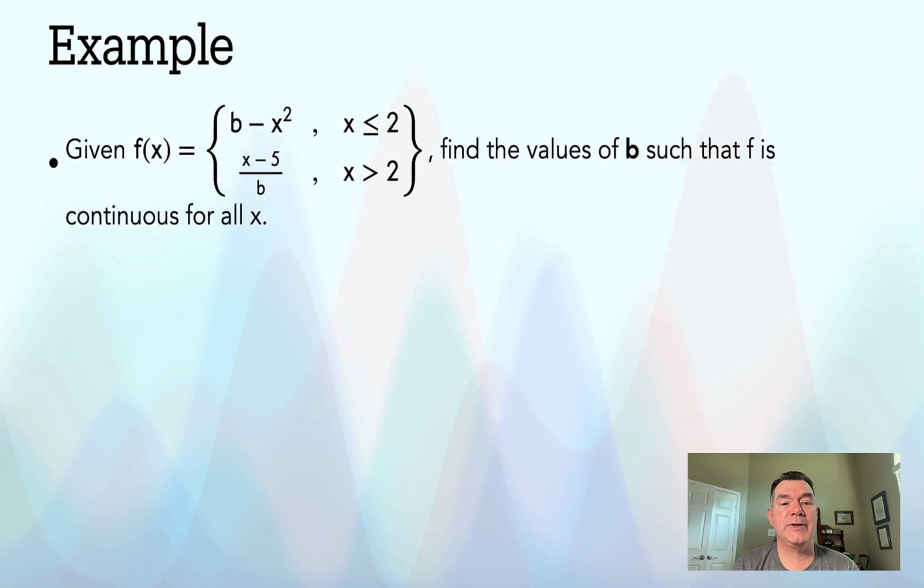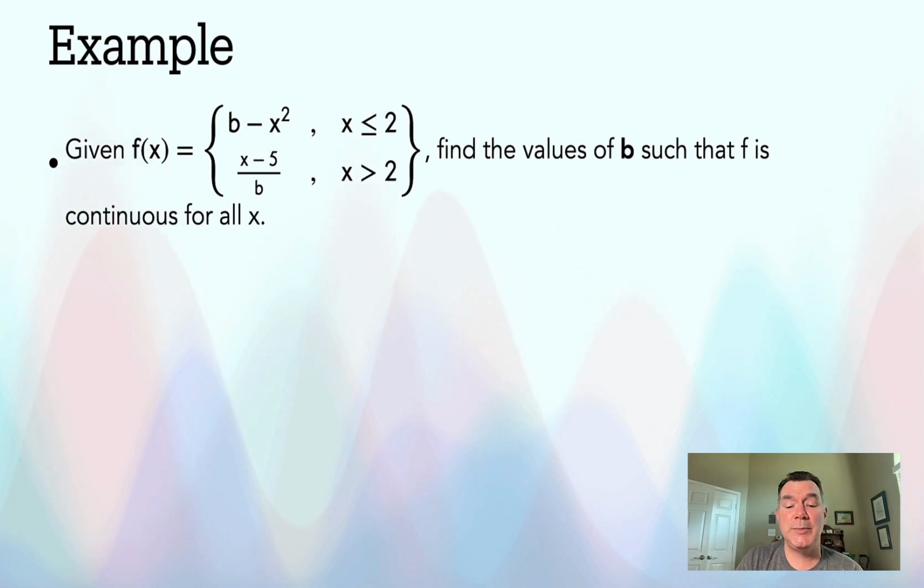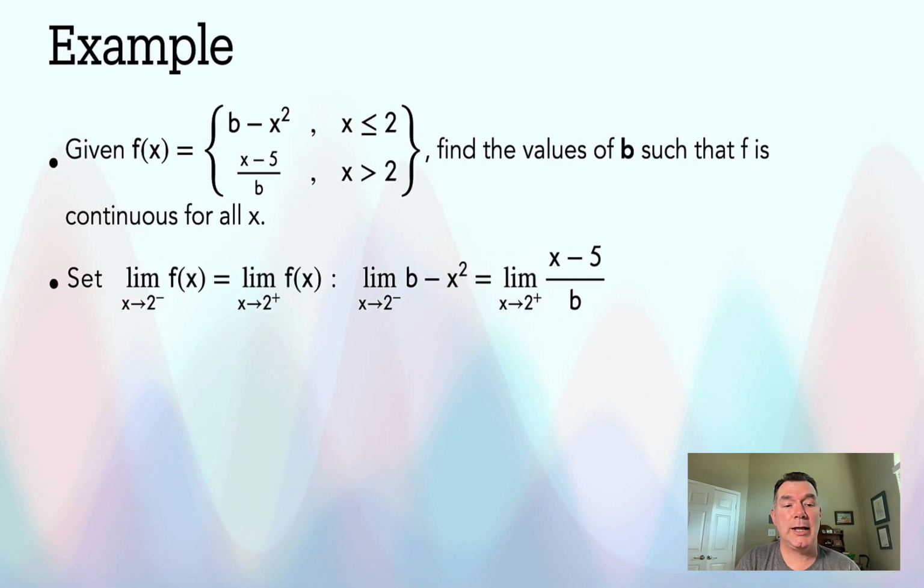Okay, let's look at a different example. Now I've got b as my parameter. There's a piecewise function again with two pieces. One of them exists for x's that are less than or equal to 2, and one piece exists for x's that are greater than 2. We need to make sure that the function is continuous for all x's.